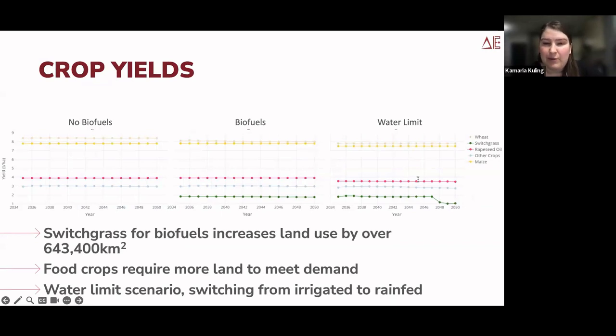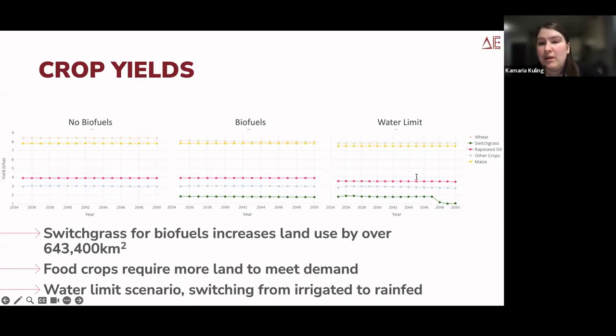And so in the biofuel scenario, this is because the amount of land needed to produce the switchgrass for biofuels is now competing with the other crops, which all have set demands. And these other crops now need more land to grow because there's less of that most fertile land available, since there's just more cropland needed overall. And then this makes the yield go down, which would most likely lead to an increase in cost for that crop. And then in the water limit scenario, we also see the yields decrease for each crop.